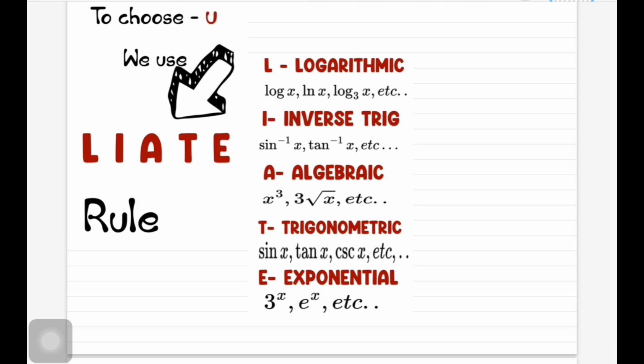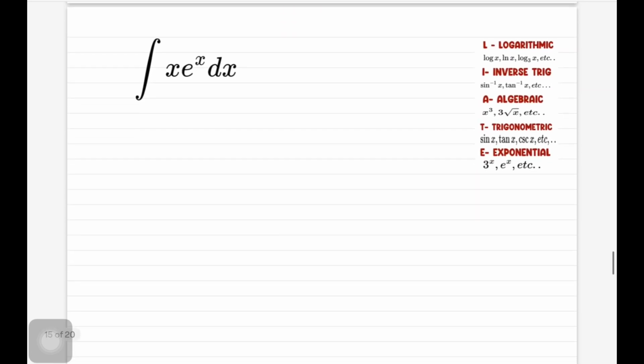Let's start with the first problem. Definitely we are going to start with a very basic problem and then we'll complicate things. So the first problem is x e to the power x dx. Now the question is, x is algebraic, right? This is an algebraic term, so it is coming here. And second, e to the power x is exponential.